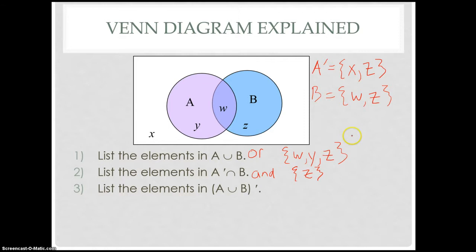Let's do one more. Let's list the elements that are in the union of A and B, and then let's complement that. And again, well, heck, we already know what A union B is. We did that right here. That's W, Y, and Z. So what is the only thing that is not in A or in B? Well, again, it's sitting right there by itself. So the set would be X.